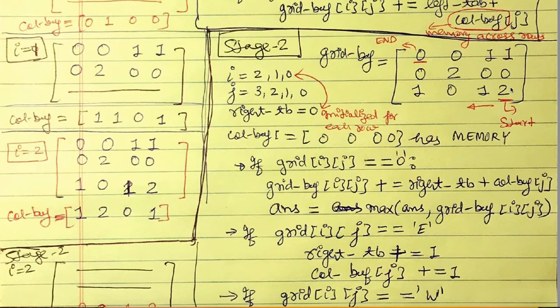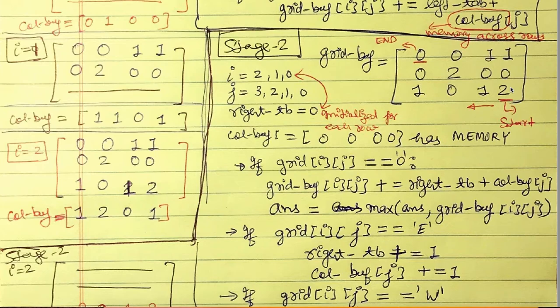I would like to ask you to pause the video, go back and try to understand how we got this grid buffer through stage 1, when we go from row 1 to row 2, and then row 3, and in each row we go from left to right and we try to update values. So basically we update the grid buffer by adding the left tab and column buffer. At that point, if the corresponding grid value was 0, and if it is an enemy, we increase the column buffer and we increase the left tab, and when we get a wall, we make the left tab and column buffer both equal to 0.